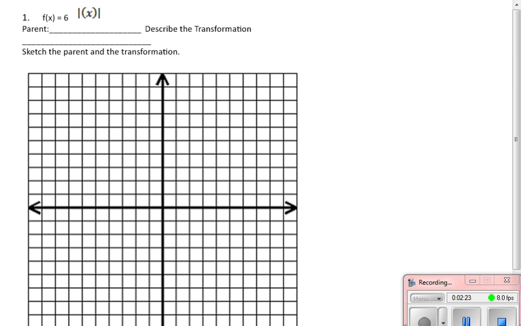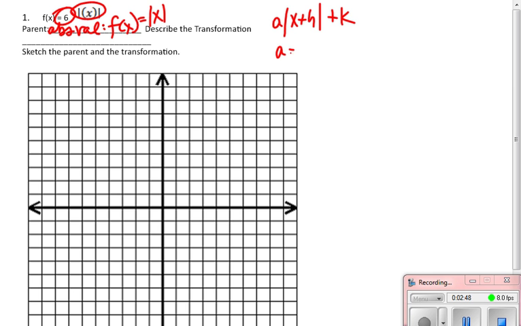Now, f of x is equal to 6 times the absolute value of x. Here's your defining feature. This is the absolute value parent. Describing the transformation, if we think about what our rule looks like, the only thing going on there is 6, so A is 6. So it's still opening up, but it's 6 times faster growth. It's going to be that much steeper.